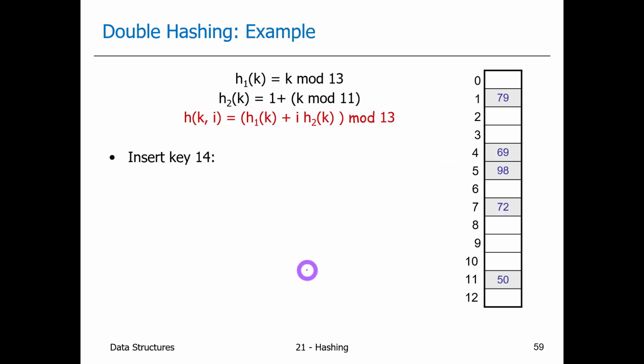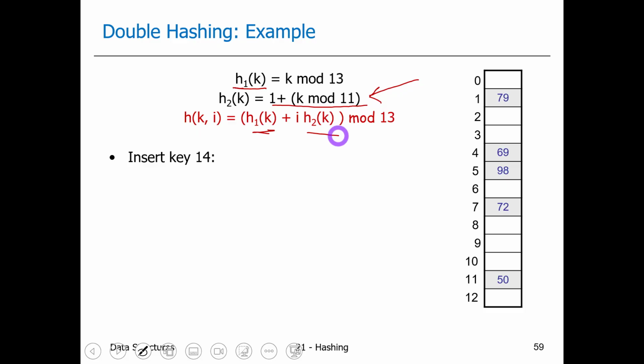So let's look at an example. Let's say our first hash function H1 is k mod 13. The second hash function H2 is 1 plus k mod 11. We will discuss how it is better to design this function in a while. So your h(k, i) becomes h1(k) plus i times h2(k), mod 13.